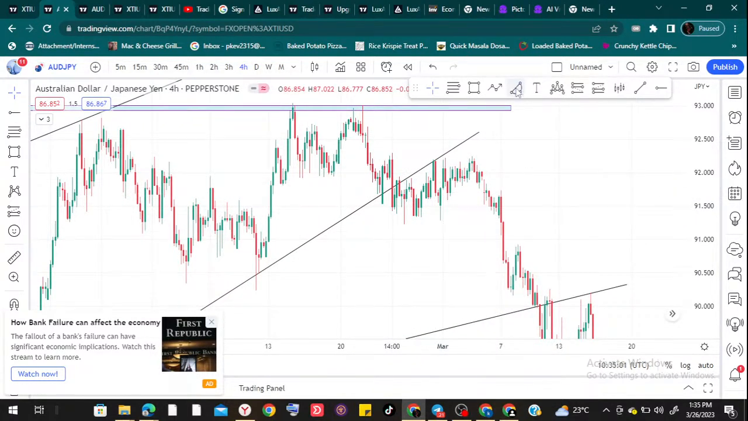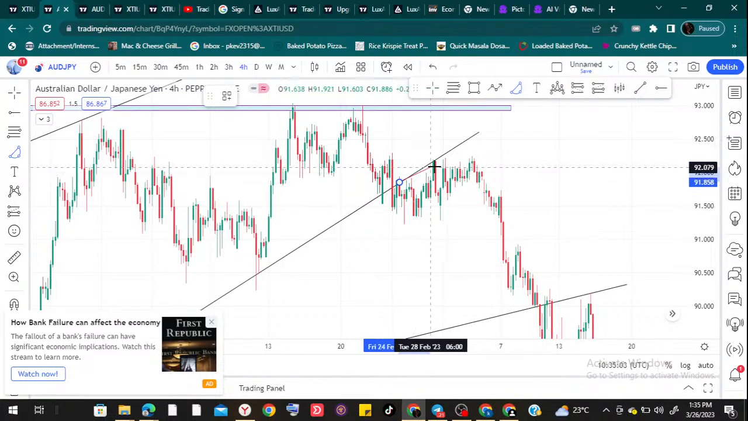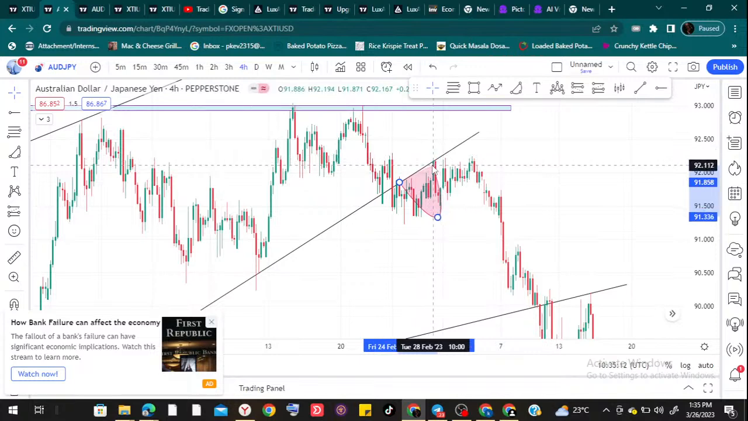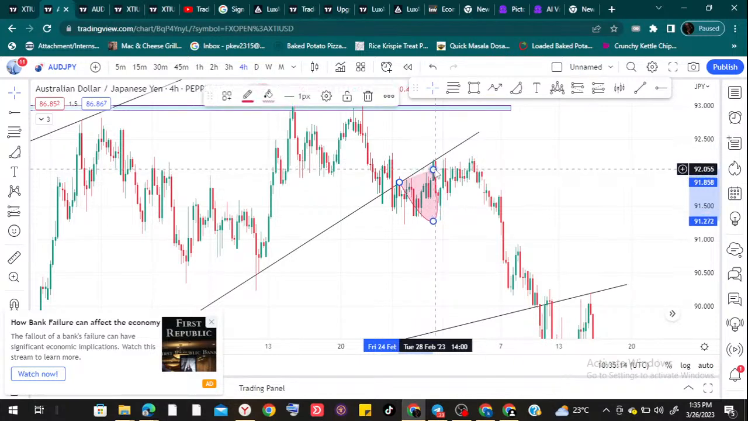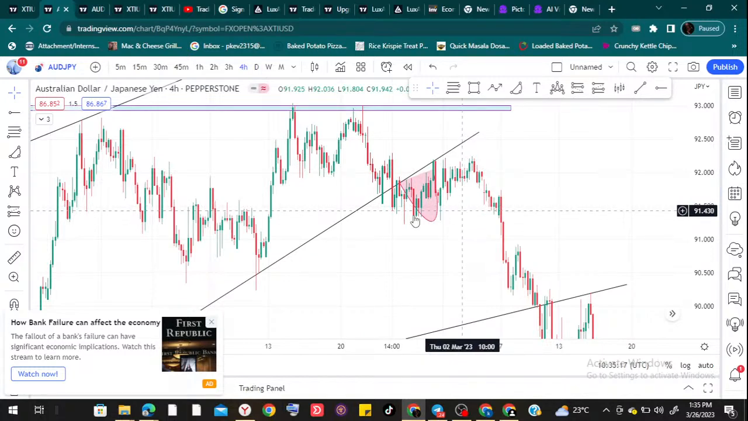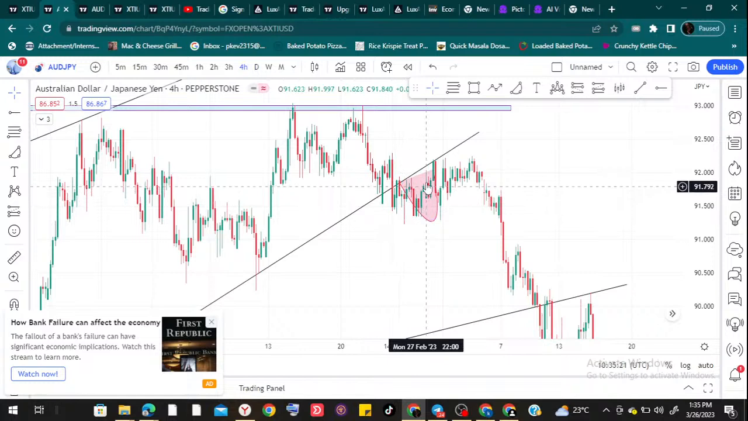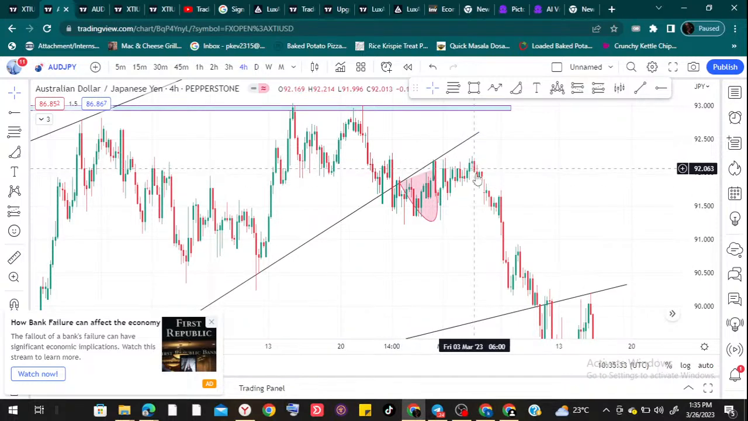Let me just try and draw this with an arc. Let me just try and make it this way. Okay, so you notice that the market broke out from here, came back, came down, and again it came back. Now this time it was retesting it for the second time, because the first retest was around this point over here.